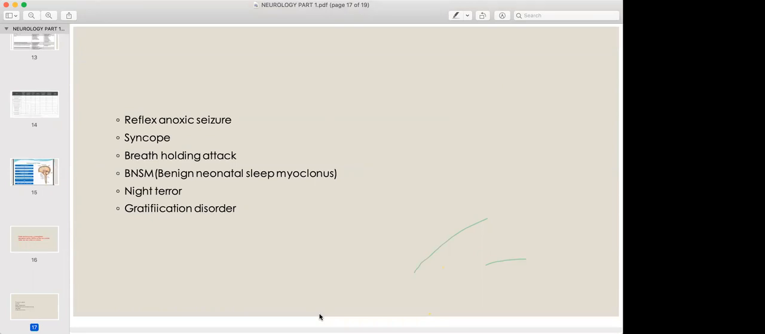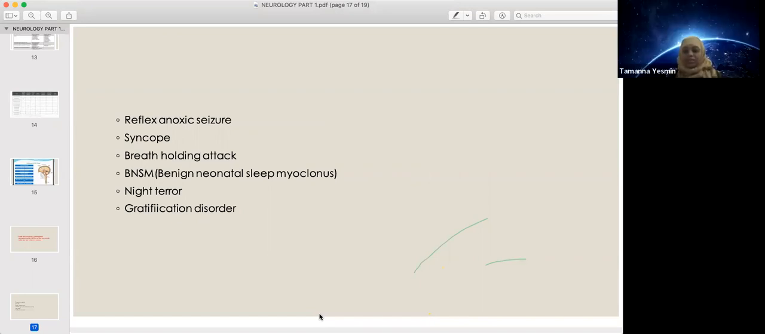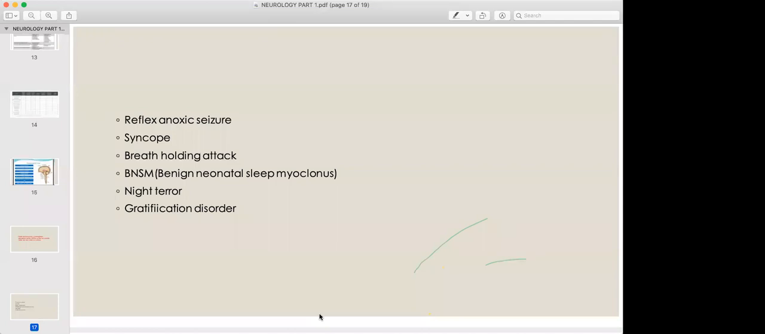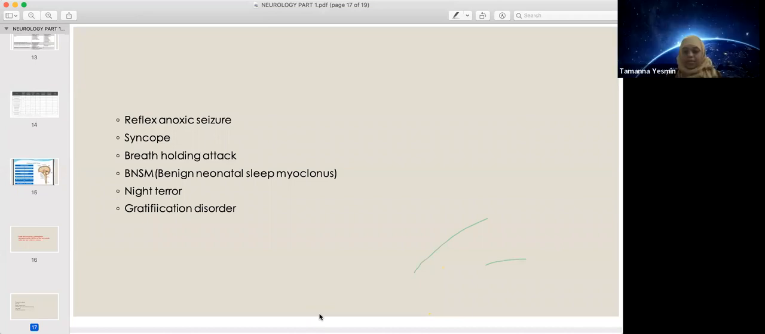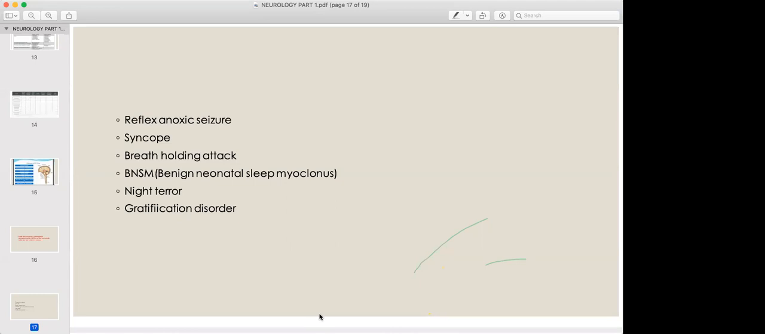Okay, can you see the screen? Can anyone read what the funny turns are? Reflex anoxic seizures, yes. Then syncope, breath holding attacks, benign neonatal sleep myoclonus, night terrors, gratification disorder. Yes.